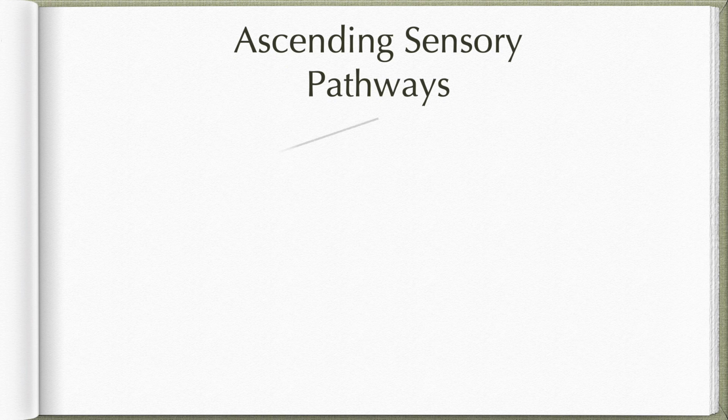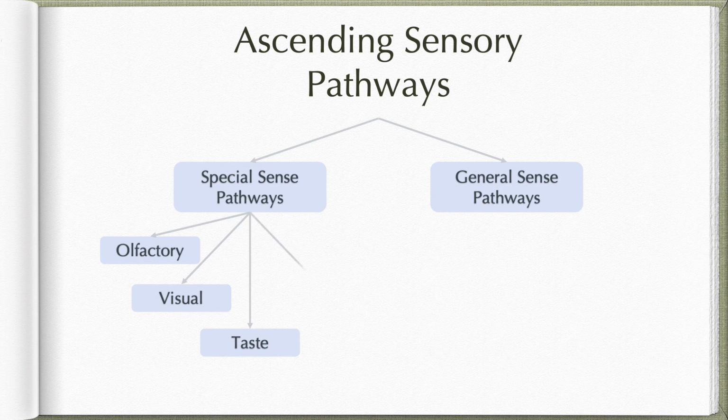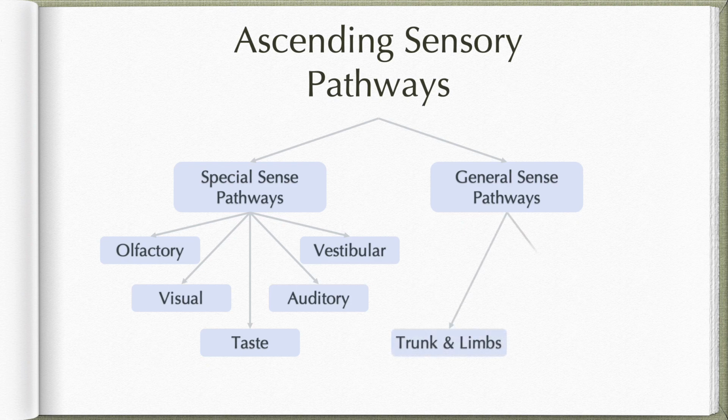Ascending sensory pathways may be special sense pathways or general sense pathways. Special sense pathways include olfactory pathway, visual pathway, taste pathway, auditory pathway, or vestibular pathway. General sense pathways include those that arise from trunk and limbs or those that arise from head region.